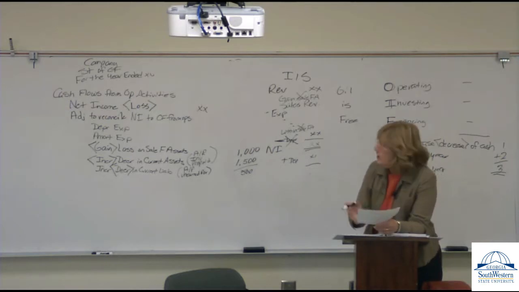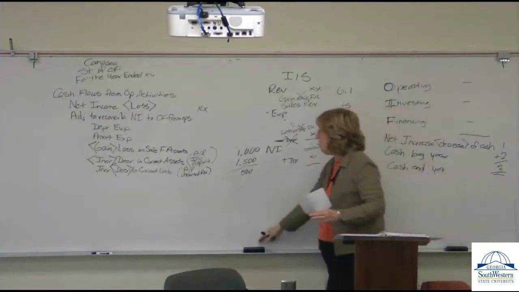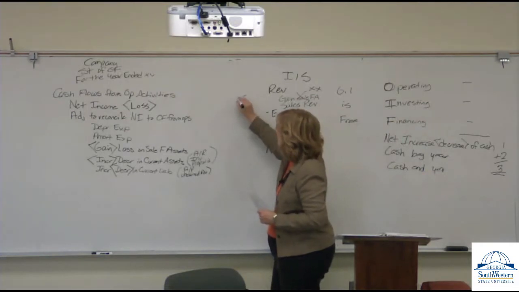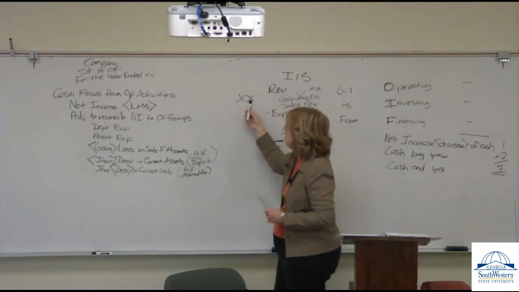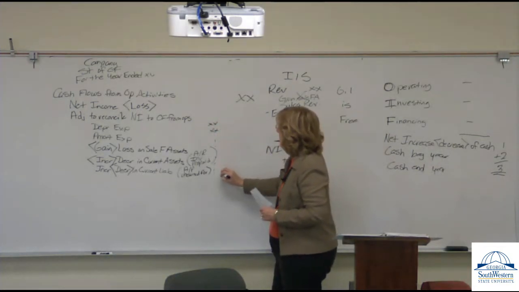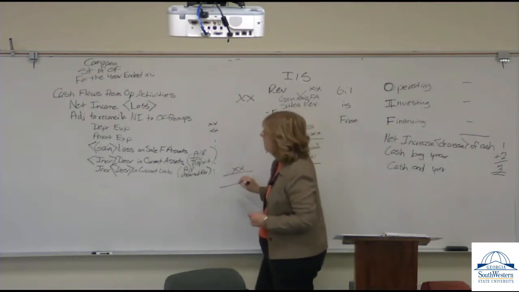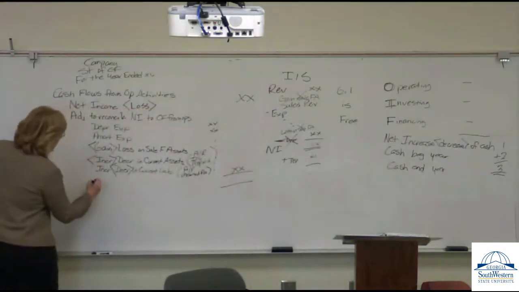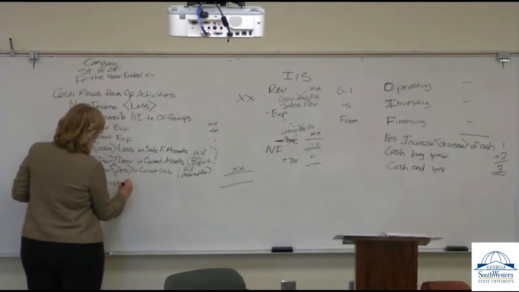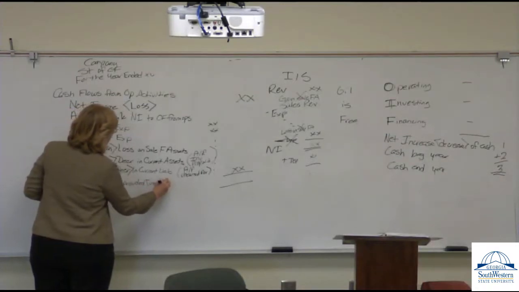Okay, so this is kind of our list of the adjustments that we have to do for cash flows from operations. Now the way this goes is we put our income statement number here. We put all of our adjustments over here in a line and we add them up and get a total adjustment, and then we get down here net cash provided or used by operations.